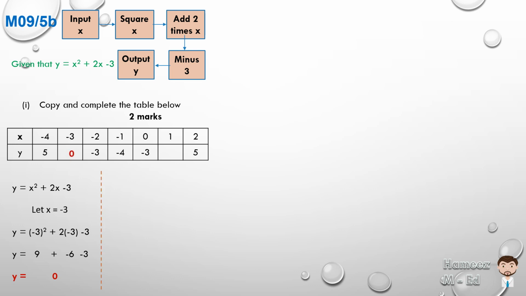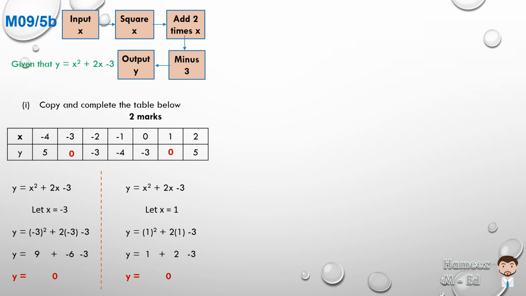And let's work for the next one. Y is equal to x squared plus 2x minus 3. Let x be 1. When x is 1, let's substitute. So we get y is equal to 1 squared plus 2 times 1 minus 3. That means y is equal to 1 squared is 1 plus 2 times 1 is 2 minus 3. So 1 plus 2 is 3. 3 minus 3 is 0. So for both cases, the y value is 0.